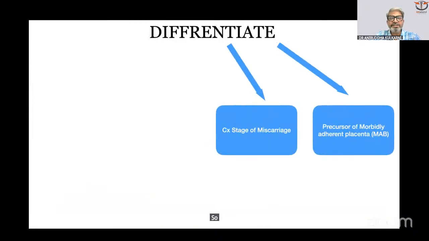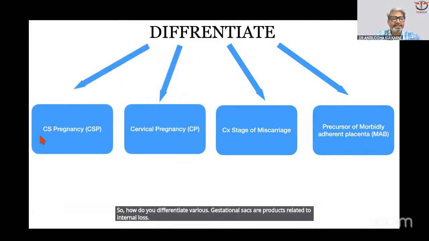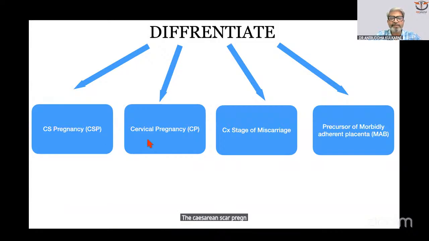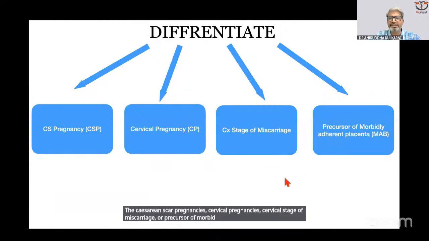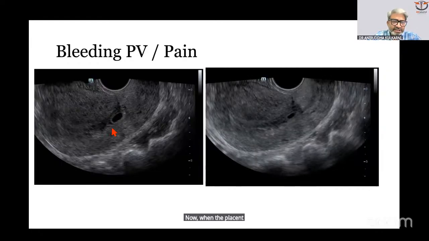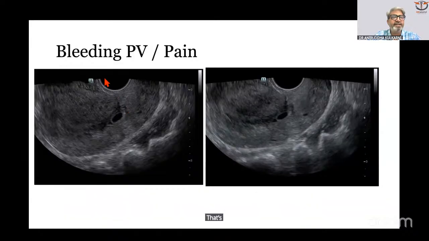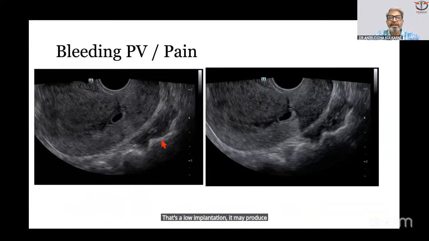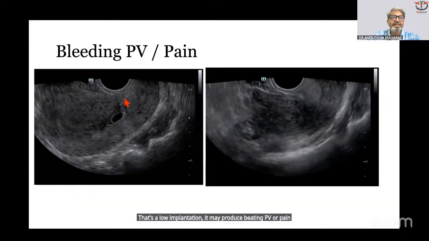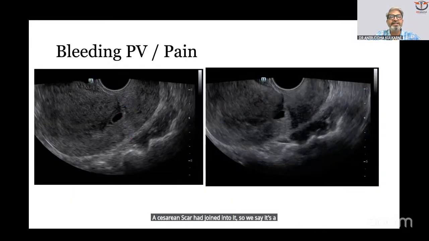So how do we differentiate various gestational sacs or products related to the internal os? That is the cesarean scar pregnancy, cervical stage of miscarriage, or precursor of morbidly adherent placenta in due course of time. Now, when the placentation or gestational sac implantation occurs very close to the internal os, that's a low implantation, it may produce bleeding PV or pain, or there can be additionally a cesarean scar adjoining to it. So we say it's a low implantation sac.